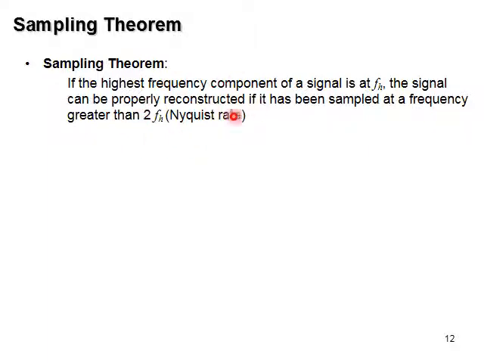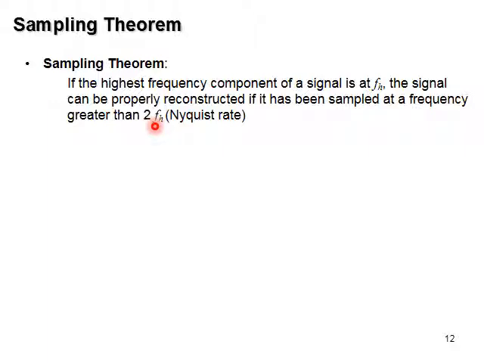Probably you have seen this before at some point. So it says, again, if you have a signal and you take that signal, apply a frequency domain representation, whether Fourier series or Fourier transform, and you find out that the highest frequency in that signal is fH, then this signal can be properly reconstructed from its digital form if it has been sampled at a frequency greater than twice fH.